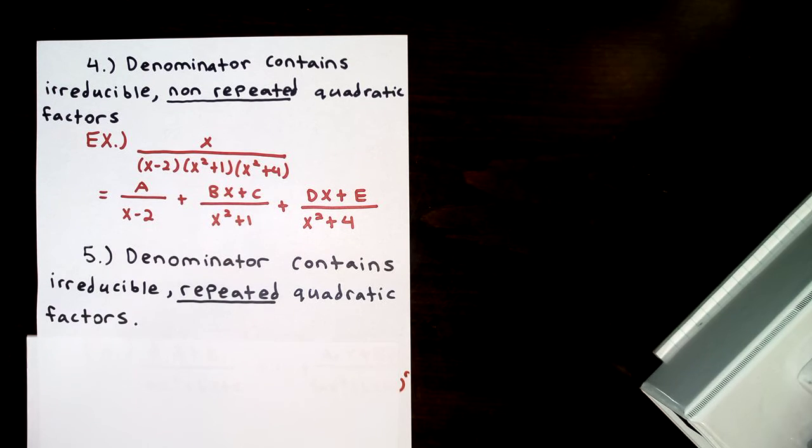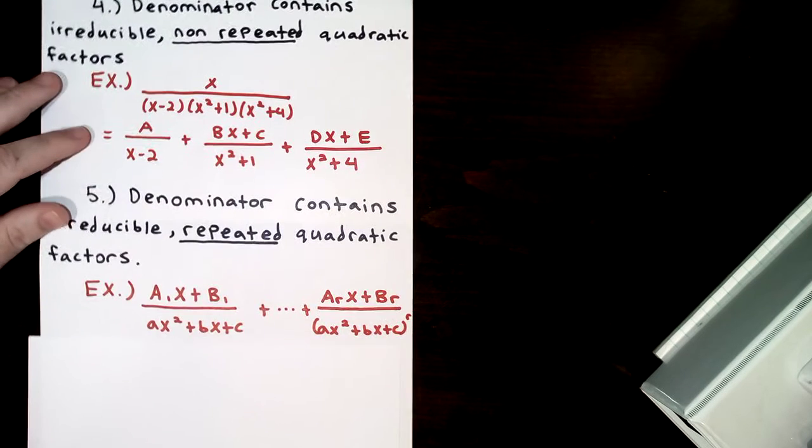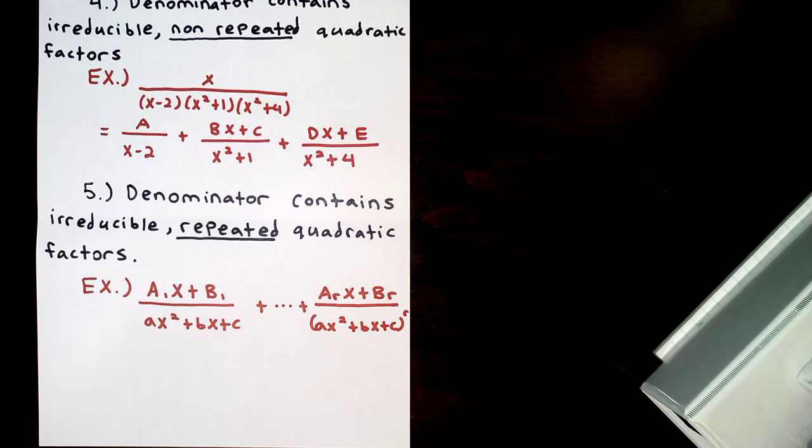And then our last case scenario will be the denominator containing irreducible and repeated quadratic factors. And in this case, we will use the form (a1x + b1)/(ax² + bx + c) plus, let's say, (a2x + b2)/(ax² + bx + c)² all the way down to (arx + br)/(ax² + bx + c) to the rth power. In that case, we would solve for a1, b1, a2, b2, and so forth to ar, br.